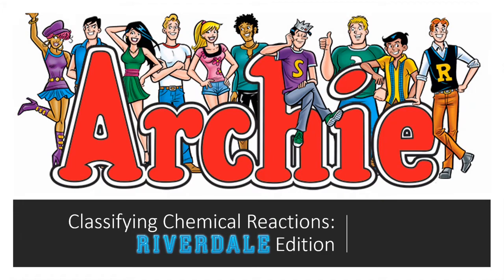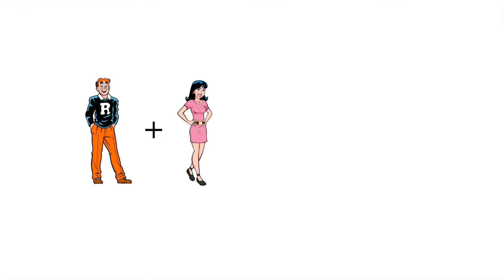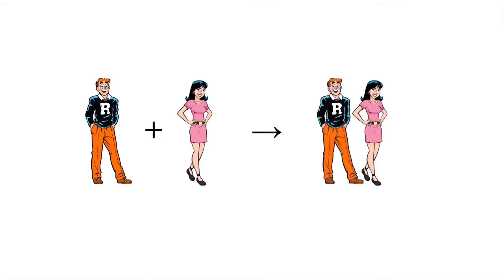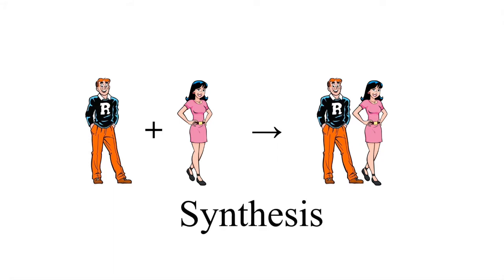Classifying chemical reactions with Archie Comics. Here, we have Archie. Archie meets Veronica, and together they decide to go to the school dance. In chemical reactions, the process of two things joining together to become one is called synthesis, or to combine, or to put together.